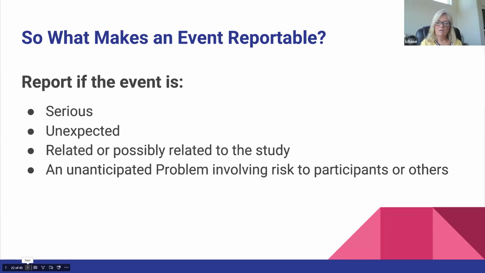So an AE is always going to be documented, but you need to know what needs to be reported. So not only documented, but reported. That's going to be based on the seriousness, if it's unexpected, if it's related or possibly related to the study, and any unanticipated problem involving risk to participants or others. So if they meet any of those criteria, that's when it becomes a reportable event.